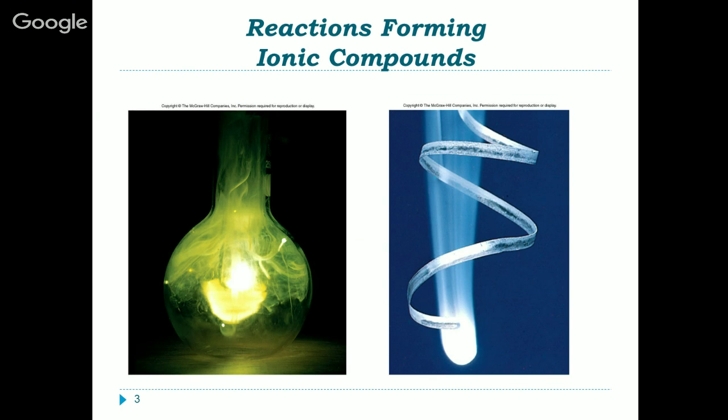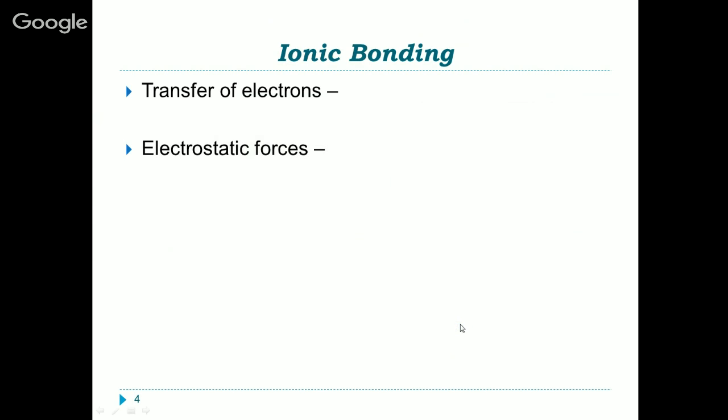So what type of reactions can form ionic compounds? Well, first of all, we have to have a metal and a non-metal coming together. In this flask here, we have some sodium in the presence of chlorine gas, and this is how sodium chloride, or table salt, is formed. Here is a strip of magnesium, which is being burned, and this is forming magnesium oxide.